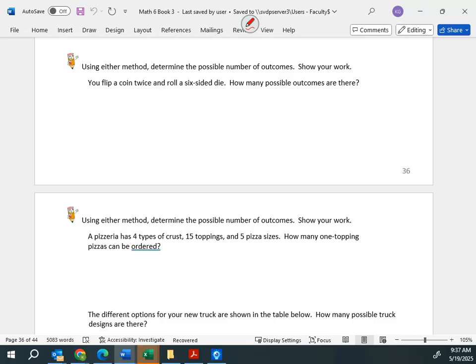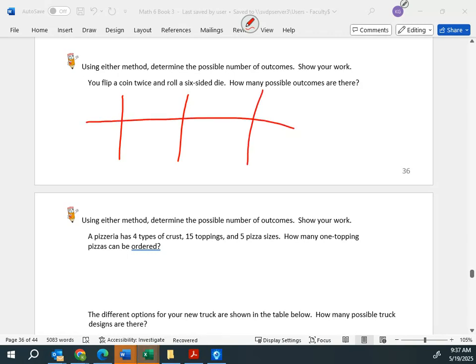Okay, so when I do that counting principle, what do I want to put up top? Emma. Flip one, flip two, and roll. So I'm going to put all of the events. You flip a coin twice. So Emma's right. I have flip one, and I have flip two, because I flip a coin 2 times. Then it says, then you roll a dice. So then I have a roll. So I have 3 events happening. I flip a coin, I flip a coin, and I roll my 6-sided dice.